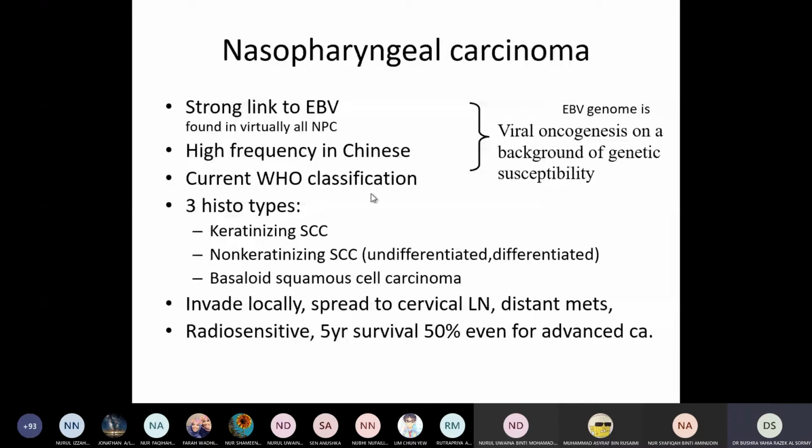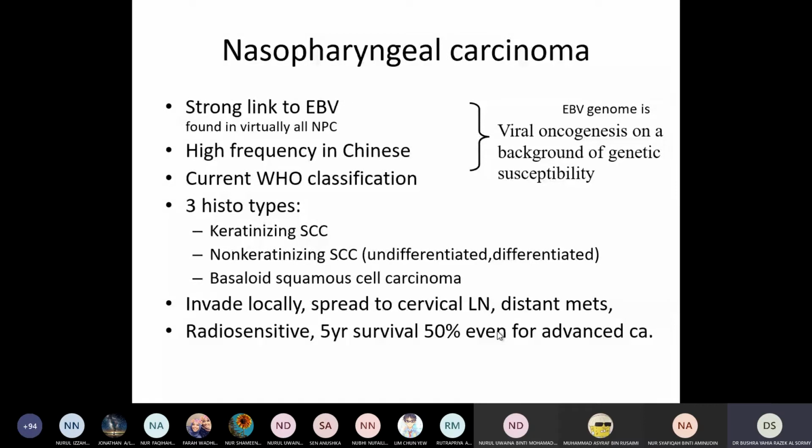There is the WHO classification of nasopharyngeal carcinoma. We have 3 types: keratinized squamous cell carcinoma, non-keratinized, which is undifferentiated, or we call dedifferentiated, which is the common type, and basaloid squamous cell carcinoma. Usually it invades locally and spreads to the lymph nodes, and can also have distant metastasis. It is radiosensitive, and 5-year survival is 50% in advanced cases.